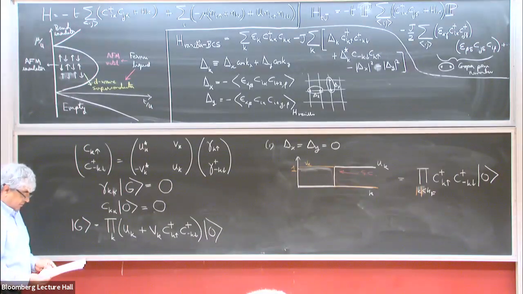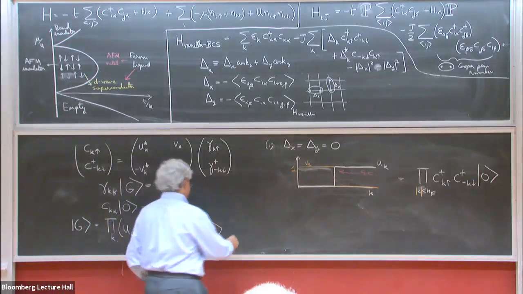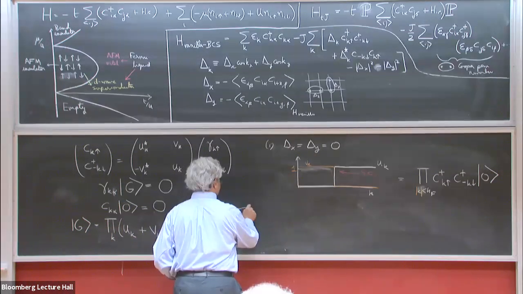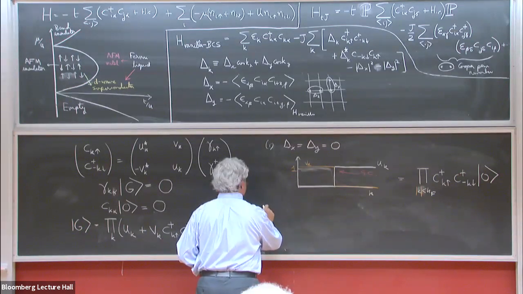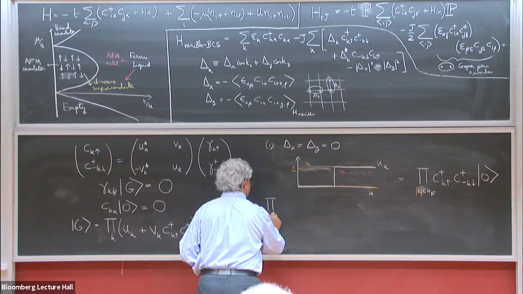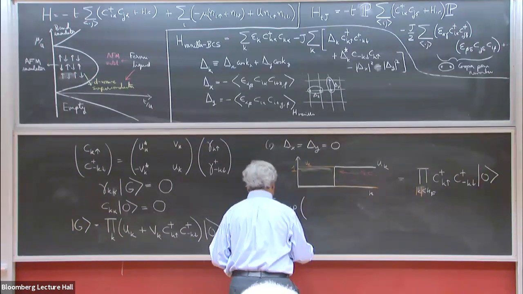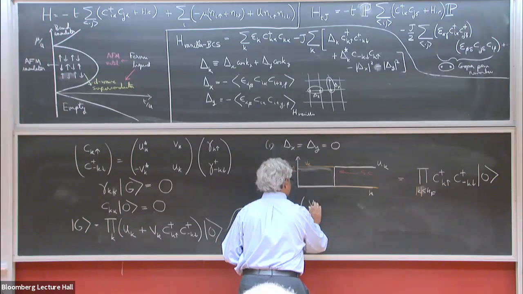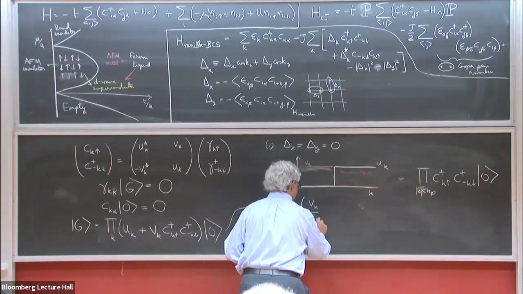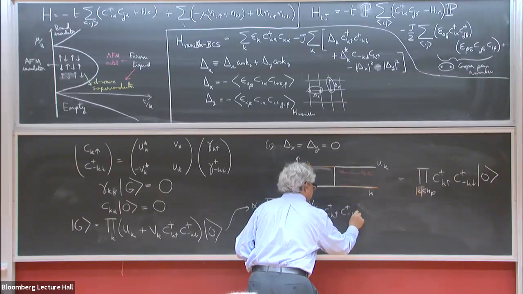So first of all, I'm going to take the same wave function and play with it. I'm going to rewrite it for now as a product over k of an exponential, apart from some normalization. So it's proportional to the exponential of Vk over Uk times C dagger k up, C dagger minus k down.